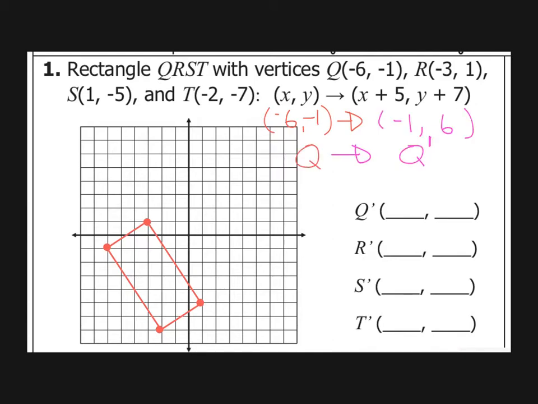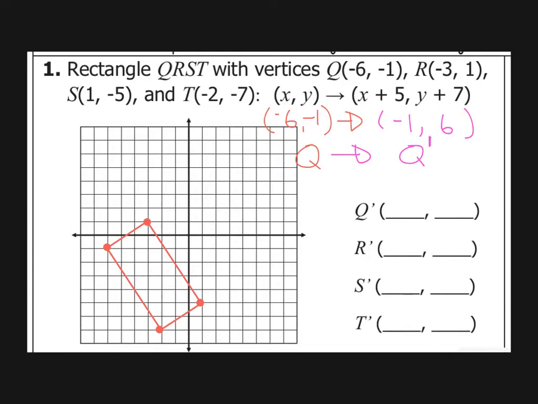Now what's going to get in our way most of the time here is the adding of integers. So you just got to be careful. When I take +5 and I add that to -6, I'm going to arrive at -1. And when I take +7 and I add that to -1, I'm going to arrive at +6. And so Q was originally right here at (-6, -1), and is going to move to the right 5 and up 7.